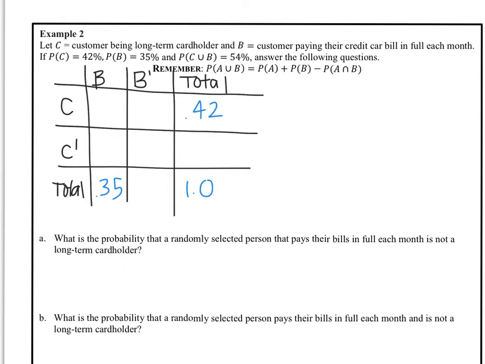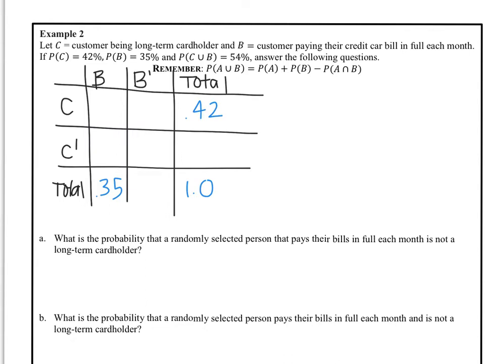Okay, then I filled in what we knew, or what they gave us. So our probability of C total in this column going across was 0.42. So I converted that 42%, divided it by 100, and wrote the decimal version. Then the probability of B going down this way was 0.35. And then I also filled in that the total needs to be 1.0.